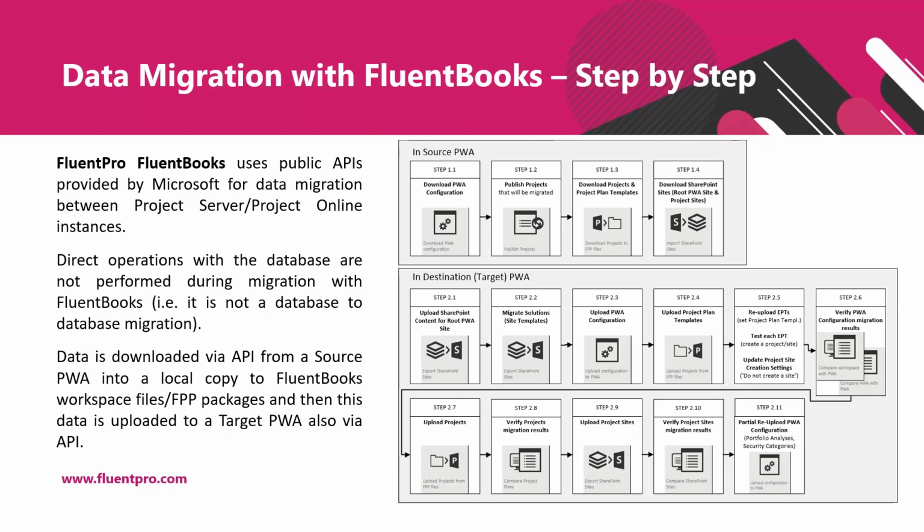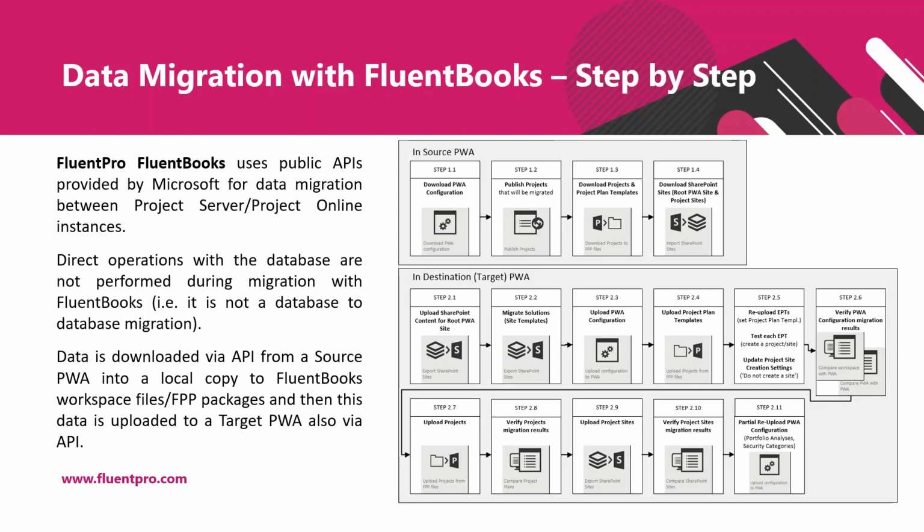After that, the next step is to upload project sites using Export SharePoint Sites wizard. And during this step, project sites will be created in the target PWA, and if these sites were connected to projects in the source, they will also get connected to the corresponding projects in the target PWA. When the project sites are in, the next step is to verify the migration results, and Compare SharePoint Sites wizard will assist in building the comparison report, and the result of the comparison will be exported into an Excel file.